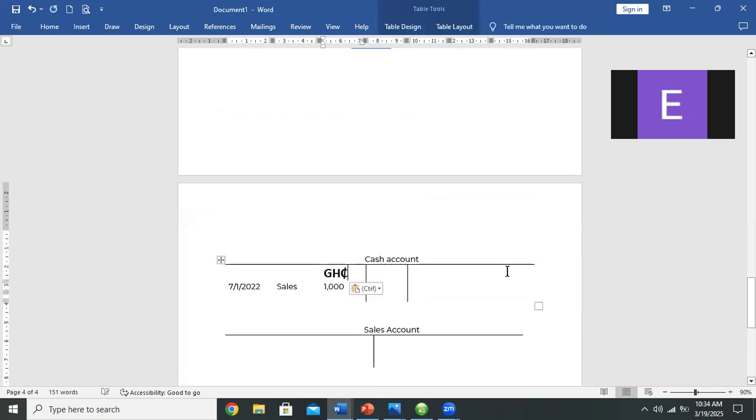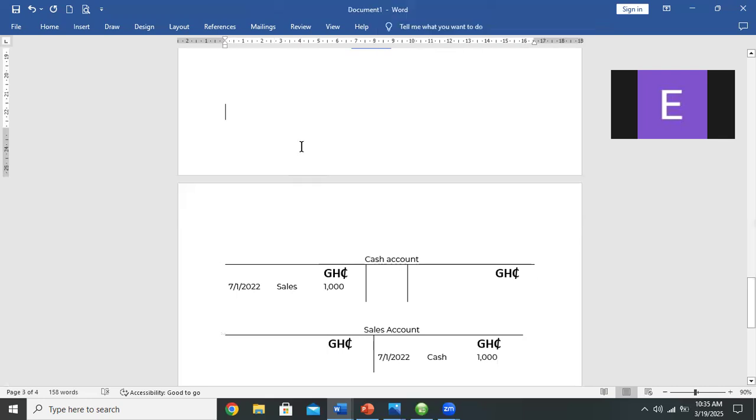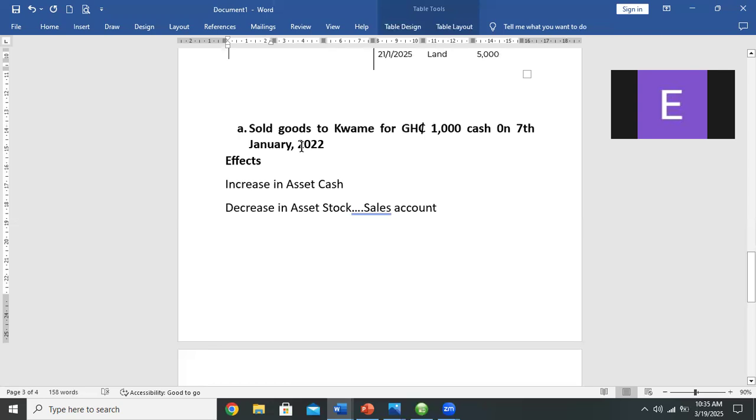So let me put it in the sales account too. In the sales account, we realize that we have to credit it because the asset stock was decreasing. So we put the date, 7th January 2022. The details will be cash, and then the amount will be 1,000. So professors, anytime you see that the business is making a sale of goods for cash, then this is what is going to happen.